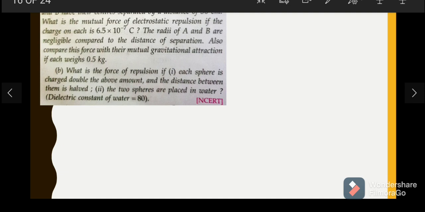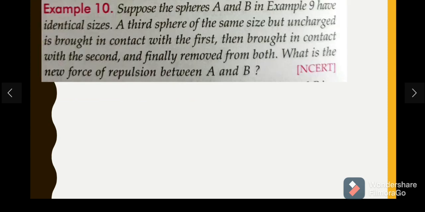The last part of the question says, what happens to the force of repulsion if the two spheres are placed in water? And they have given you the dielectric constant of water as 80. Now at this point we have not studied the dielectric constant, so I'll skip this question for now. As and when we do our dielectric constant, we will come back to this question. Our next question is somehow related to our previous question.